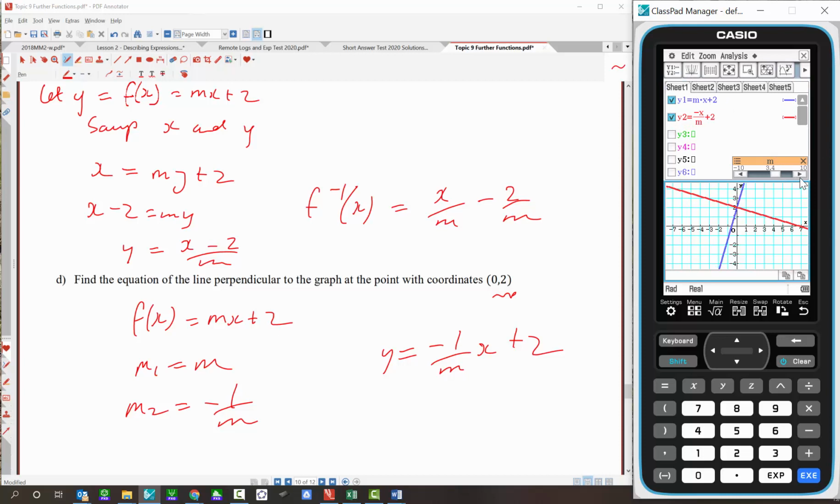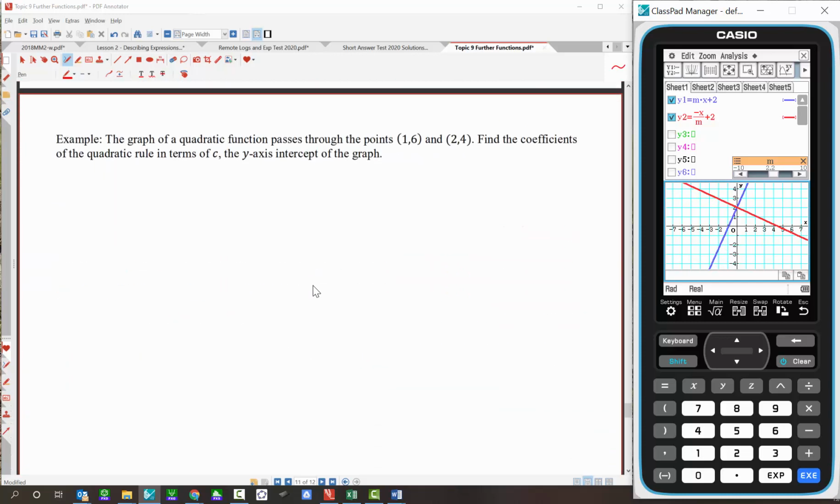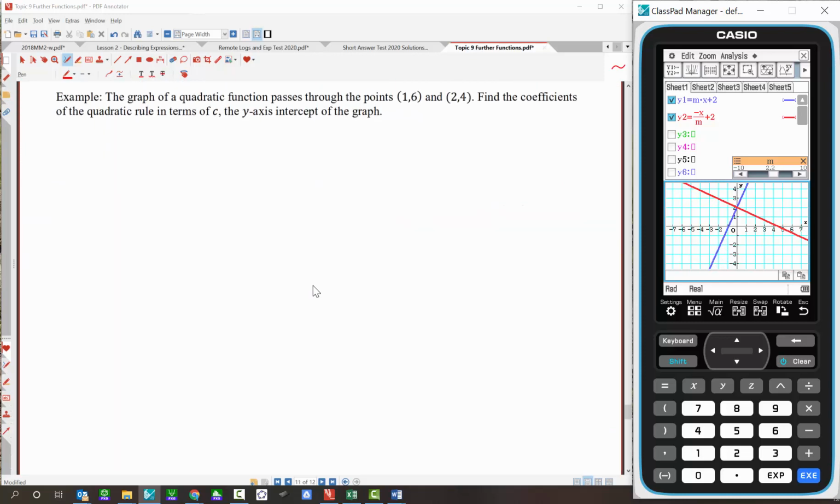All right, and as I move m around, what should happen is it's always going to be perpendicular, and it's always going to go through 0, 2. Nice. All right, the graph of a quadratic function passes through the points 1, 6 and 2, 4. Find the coefficients of the quadratic rule in terms of c, the y-axis intercept of the graph.